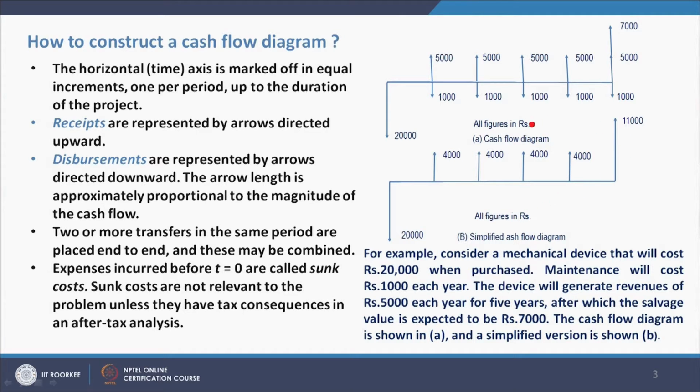Now, this is the simplified version. The disbursement here is 20,000, from 5,000 1,000 deducted. So, it is 4,000, 4,000, 4,000, 4,000 and 5,000 plus 7,000 it is 12,000 minus 1,000. So, it is 11,000. The standard cash flows are single payment cash flows, uniform series cash flows and gradient series cash flows. Let us explain these three types of cash flows.